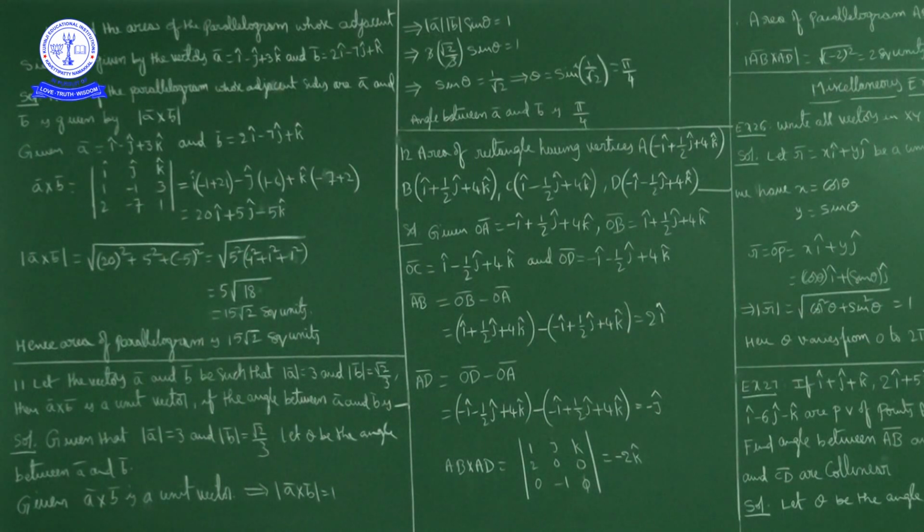Here, given that magnitude of A bar is 3, magnitude of B bar is root 2 by 3, and A bar cross B bar is a unit vector, we have to find the angle between A bar and B bar. As A bar cross B bar is a unit vector, modulus of A bar cross B bar is 1. So magnitude of A bar into magnitude of B bar into sin theta is equal to 1, that is 3 into root 2 by 3 into sin theta is equal to 1. The 3 cancels, sin theta is equal to 1 by root 2, so theta is sin inverse of 1 by root 2, that is pi by 4.